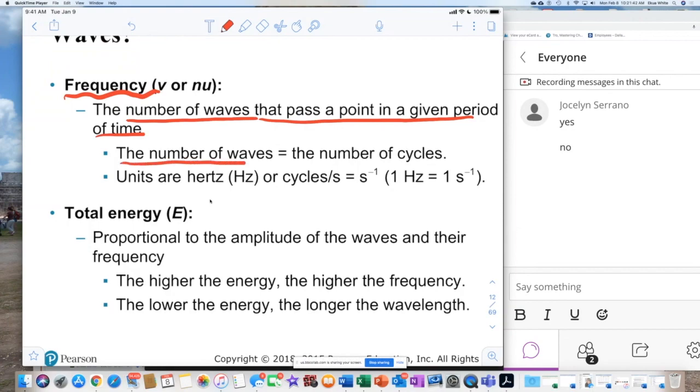Okay? The number of waves equals the number of cycles. So frequency is essentially number of waves per second. So we want it passing through a particular point in a given period of time. So for us, that time will be per second. Do you have a whole wave pass through that point you're observing per second? Do you have 100 waves? Do you have 5 waves?